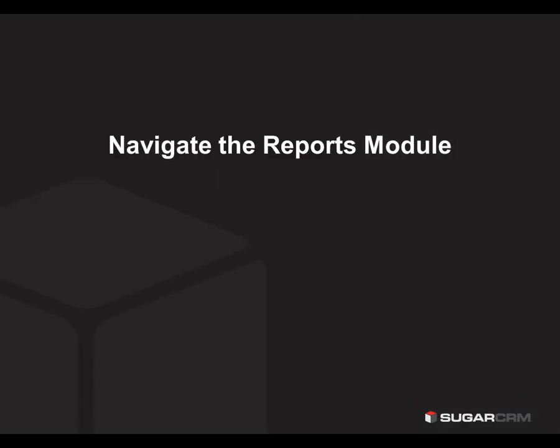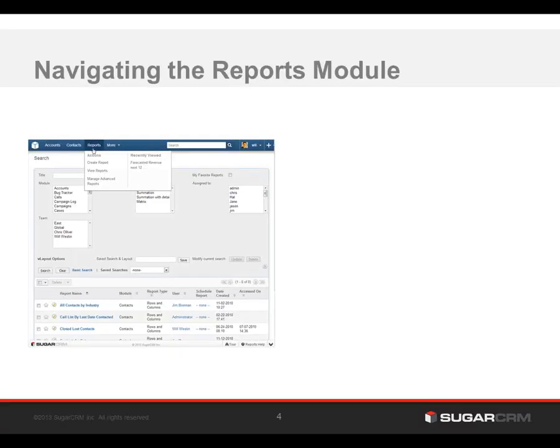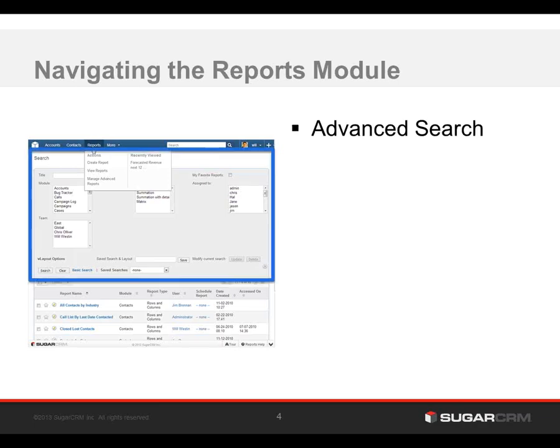Let's start with talking about navigating the reports module itself. Just like with every module within Sugar, when you click on that module, you'll be able to access a list view with a search at the top. Just like if you went into accounts or if you went into contacts, it has the same type of functionality. There's still going to be a search to enable you to do certain types of functionality.